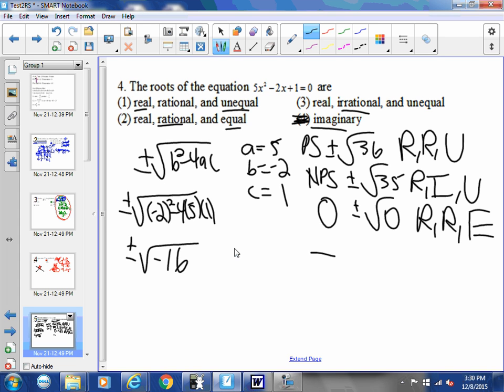And if it's negative, like the example we had here, which was -16, it's imaginary. And if it's imaginary, I don't care about rational, irrational, equal, or unequal.